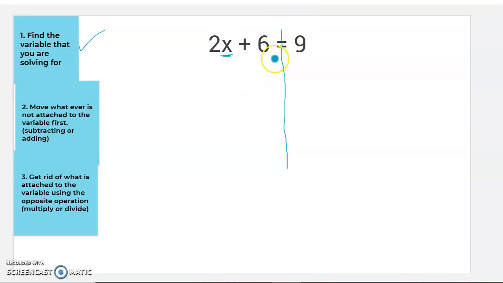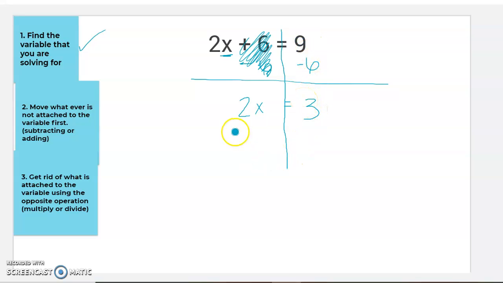And to do that, we're doing the opposite operation, just like we were in one step. So opposite of adding is subtracting, and we're going to subtract 6 on both sides of our equation. So now our 6's are gone, and we still have a 2x over here, and 9 minus 6 is going to give me 3. And now step 2 is done.